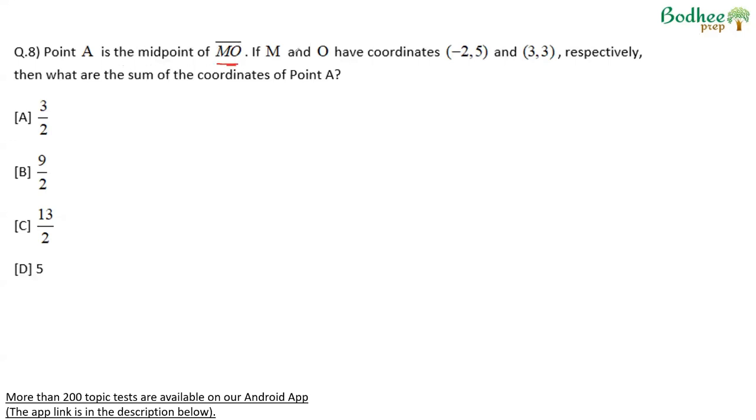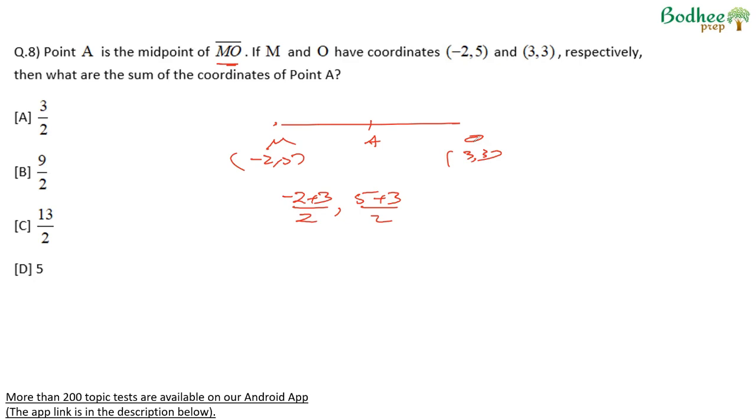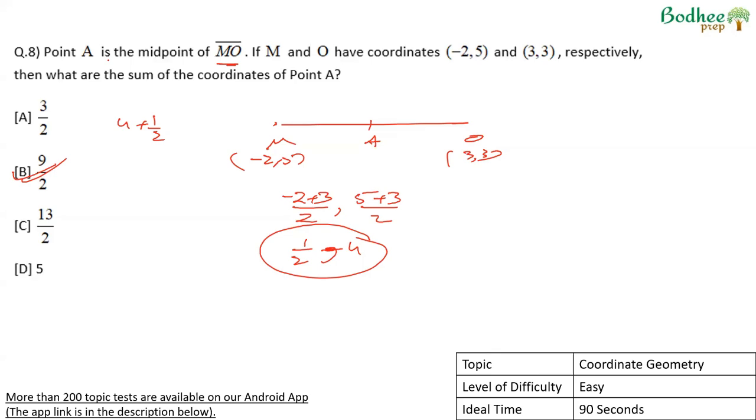Point A is the midpoint of MO. M and O have coordinates -2, 5 and 3, 3 respectively. What is the sum of the coordinates of point A? MO: -2, 5 and 3, 3. The midpoint will be given by (x1 plus x2) by 2, (y1 plus y2) by 2, which is (-2 plus 3) by 2, (5 plus 3) by 2, which is 1 by 2, 4. What is the sum of coordinates? 4 plus half, which is 9 by 2, becomes the answer. Again, an easy question, about a minute and a half to solve.